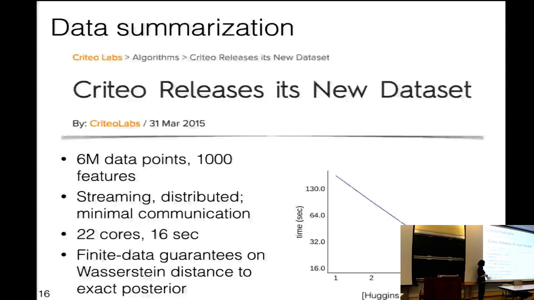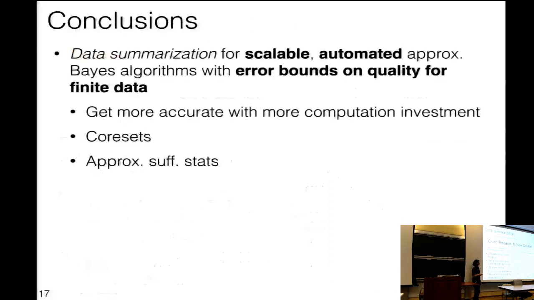We get some guarantees on Wasserstein distance. I think these aren't quite as nice as with coresets, where we can really control this error in this nice exponential way as we increase the number of points. But we can get some really nice performance on some simple problems.